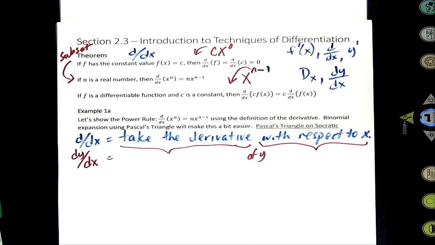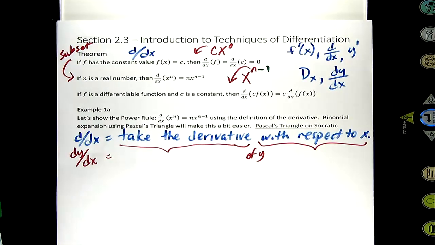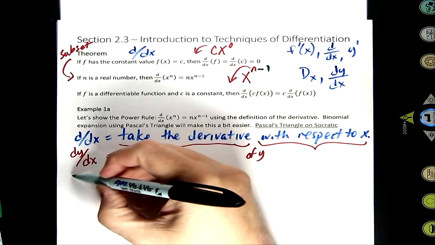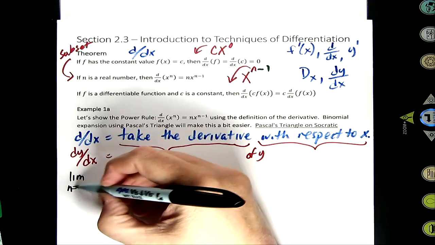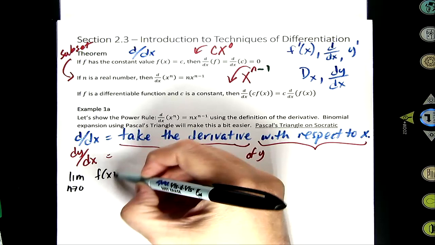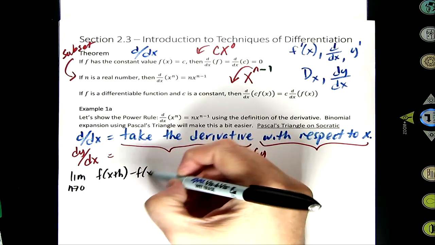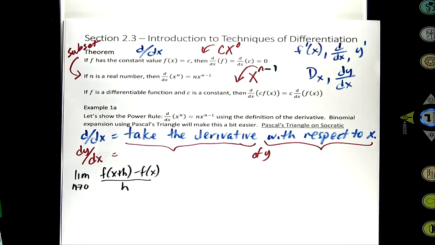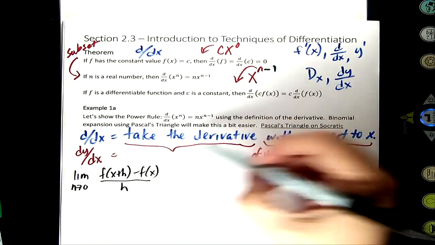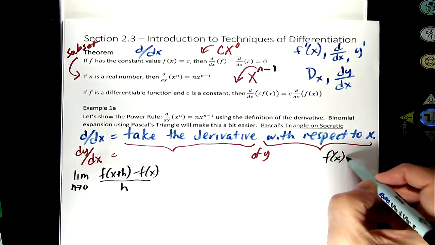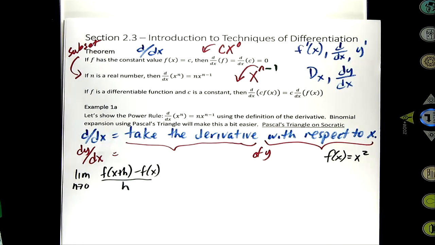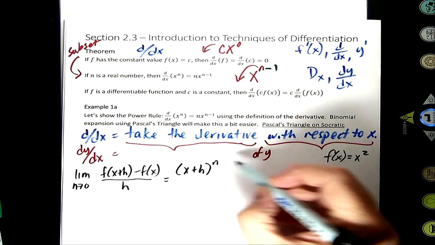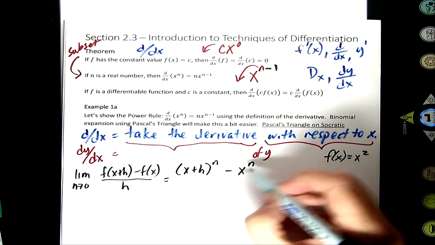So let's show the power rule works. What we want to do, recall what the limit is. It's the limit as h goes to 0 of f of x plus h minus f of x over h. Here, f of x equals x to the n. So we have x plus h to the n minus x to the n over h.